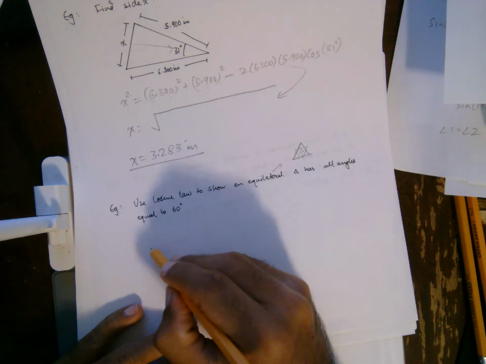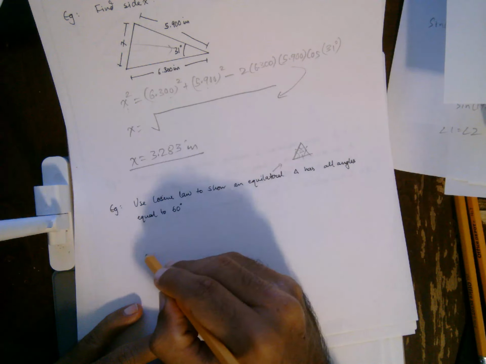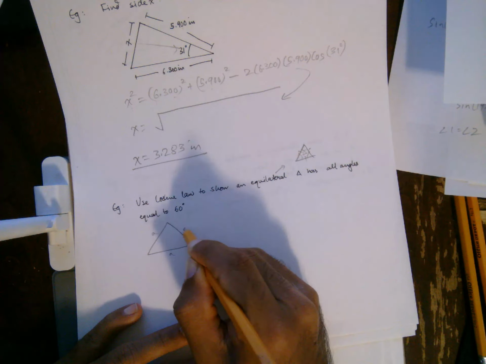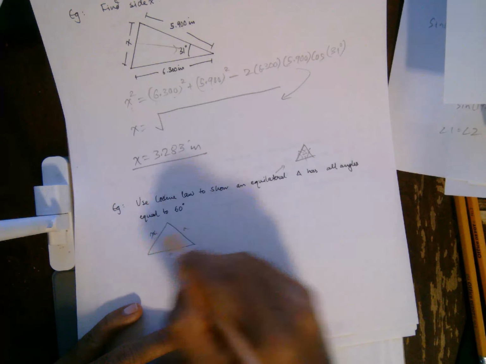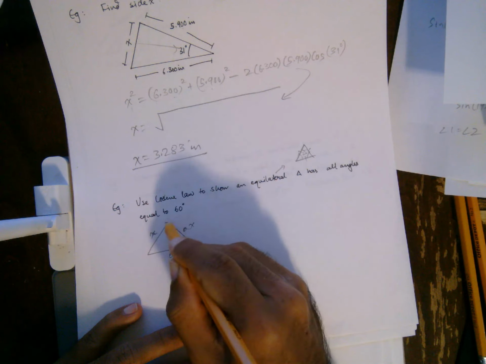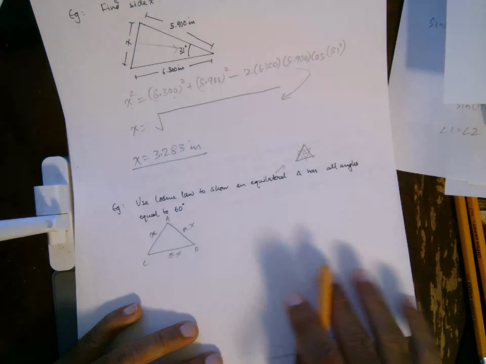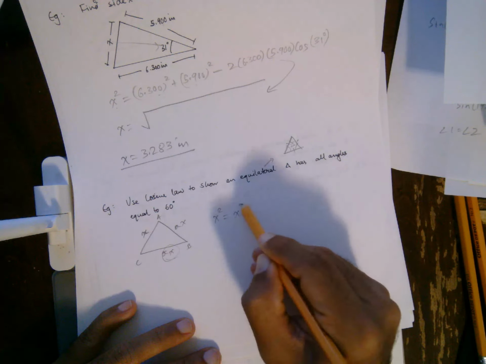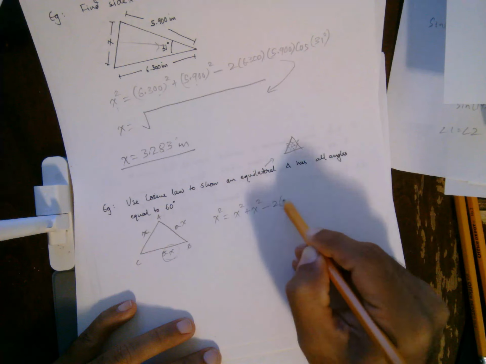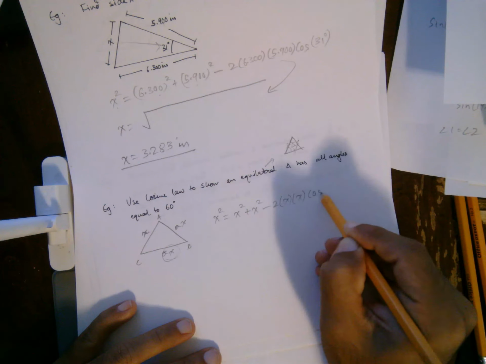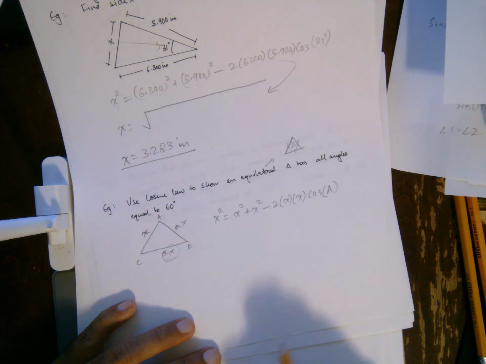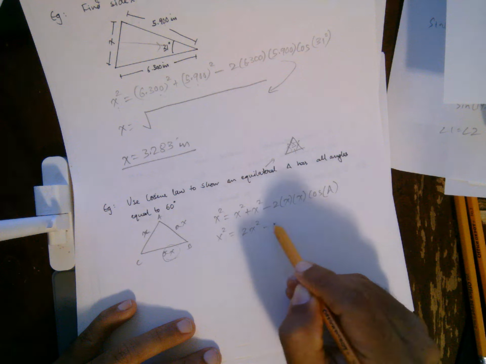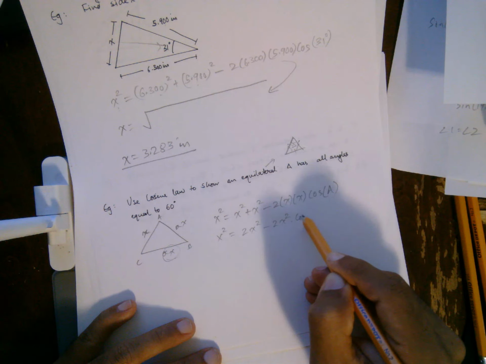Now we don't have any dimensions here, so I'm going to go ahead and I'm just going to call all of them A. Actually, let's call them x so there's no confusion. And I'm going to call these angles A, B, and C. So I'm going to solve for one of them. So let's say x squared will be equal to x squared plus x squared minus 2 times x times x times cosine of A. That's my unknown. Right? So this is x squared equals 2x squared minus 2x squared cosine A.